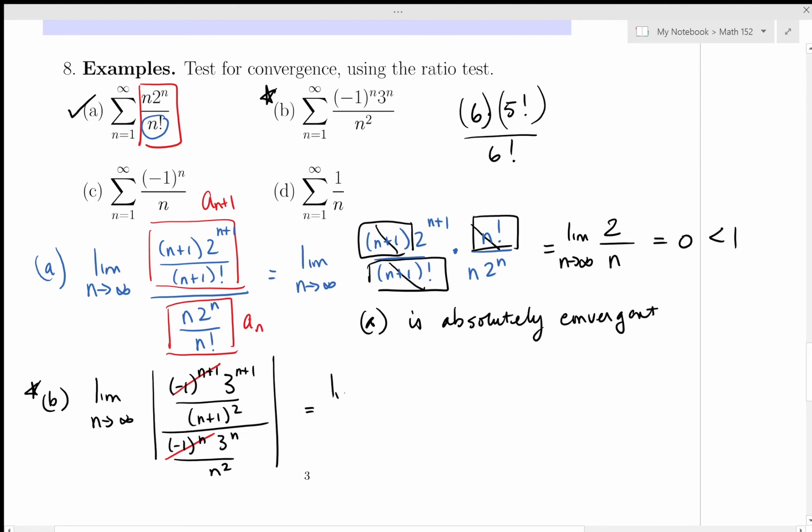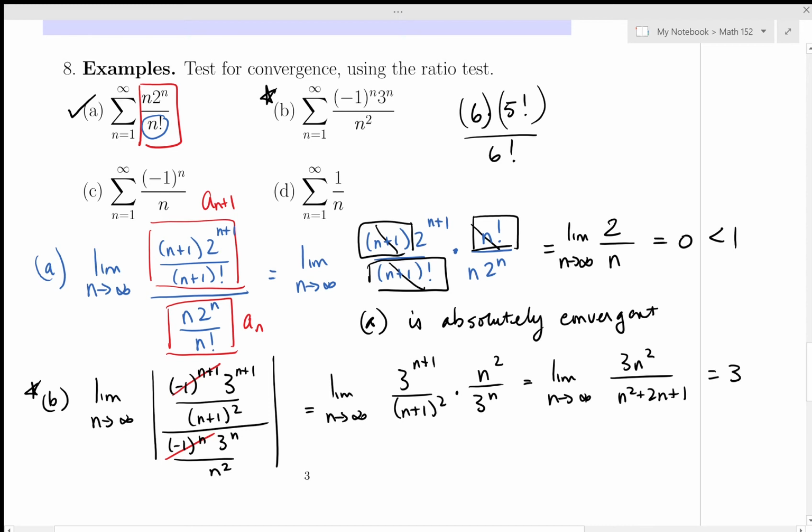That's going to be the limit as n goes to infinity. I'm going to take the reciprocal and multiply just like I did in the previous case. So this will be 3n plus 1 over n plus 1 squared, and then I'm going to multiply that by n squared over 3n, like that. And what will that be equal to? Limit as n goes to infinity of 3n squared over n squared plus 2n plus 1, and that, folks, is 3.